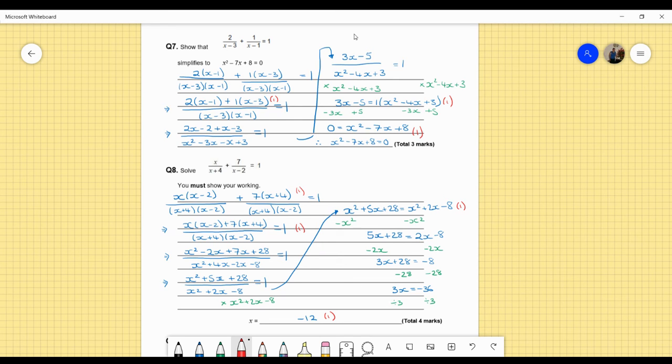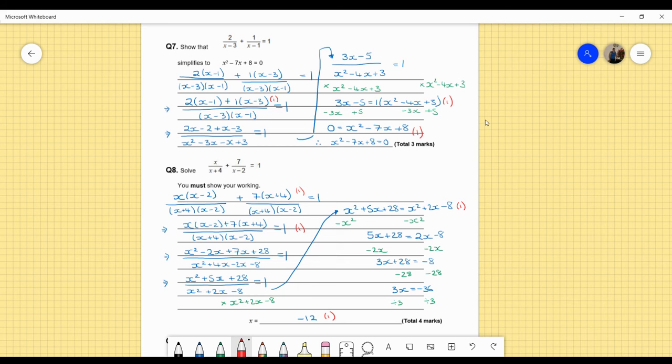And then we don't like the fact that we've got an equation with a fraction, so we're going to multiply both sides by the denominator, giving us 3x minus 5 is equal to x squared minus 4x plus 3 for the next mark. And then in the question, it wants us to have an equation equal to 0. So we subtract the 3x from both sides, add 5 to both sides, and we end up with what they wanted. Okay, so just so you can see where that one comes from.